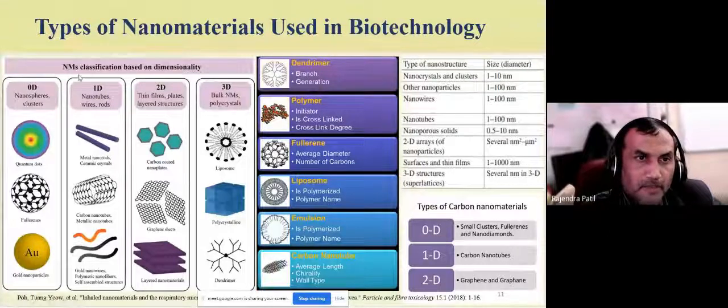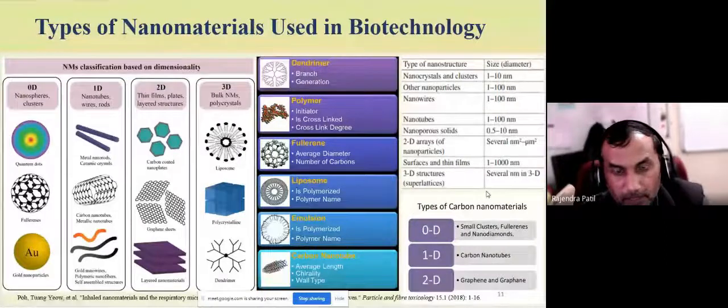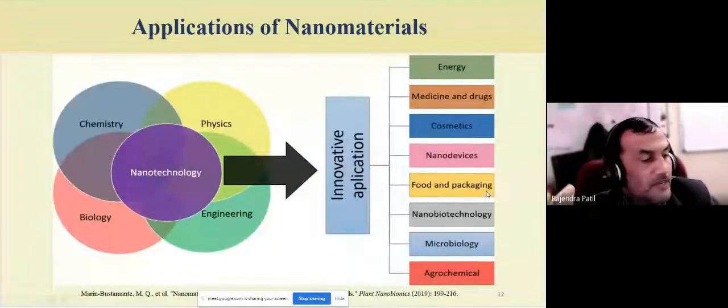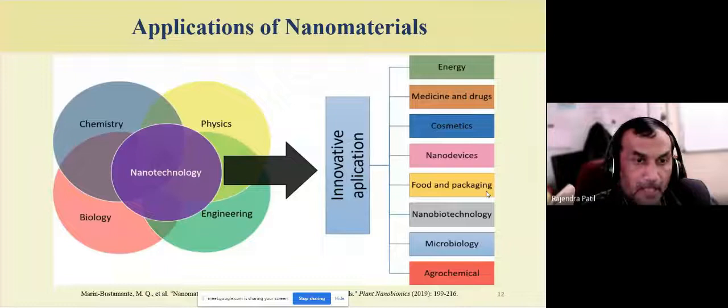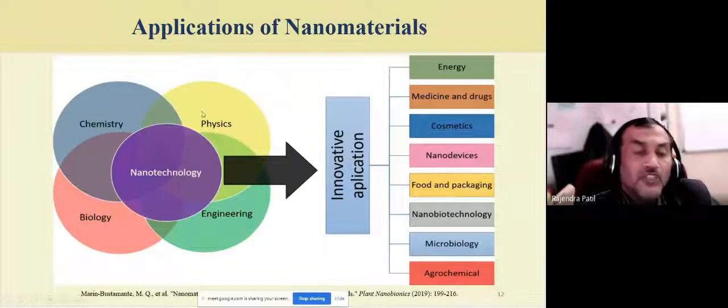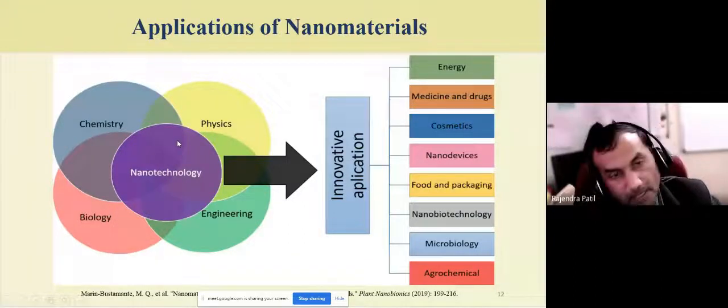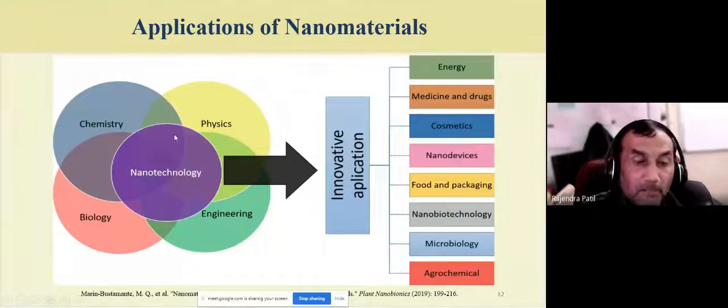So these are the examples of the classification of the nanomaterials. I'll not go into the details of this. I'd like to now go straight to the applications of nanomaterial. Nanotechnology has applications in chemistry, physics, engineering and biology. So it has applications in fundamental sciences, and together, the interdisciplinary approach of physics and chemistry has merits of application through nanotechnology in energy.